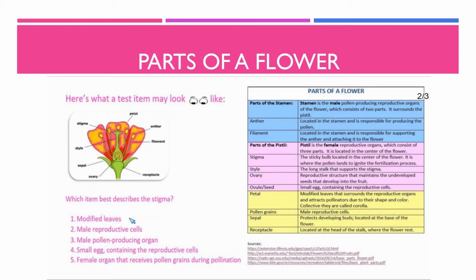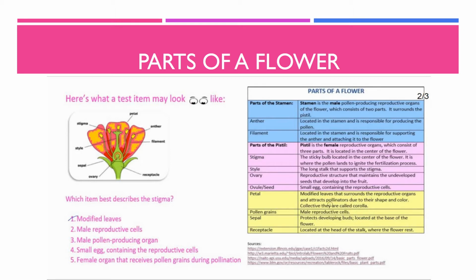So when we look at option number 1, we have modified leaves. Here you can use both the diagram as well as the chart. And so when we look at the chart, we have modified leaves that surround the reproductive organs and attract pollinators, which are your petals. And they are located around the flower. So we know that in terms of answering our question, option number 1 will not apply. And so we can eliminate option number 1.